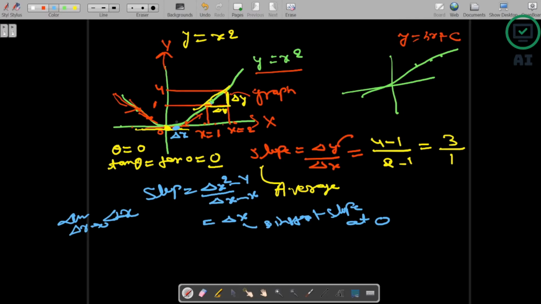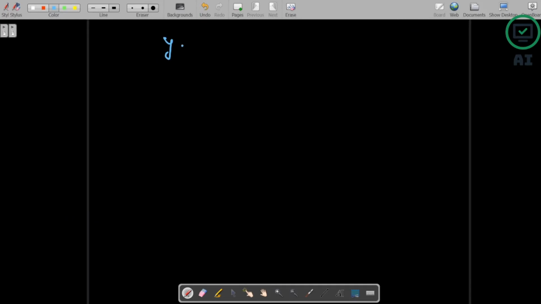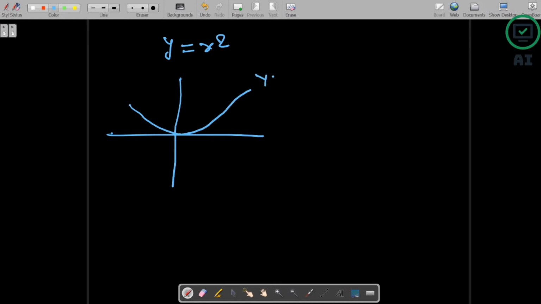Now we take the slope at any point, like we have taken this one, 2 point. So let's take this one example for the same graph, y equal to x square, and graph this one. So let's take one point here, x. So this point is nothing but x plus delta x.